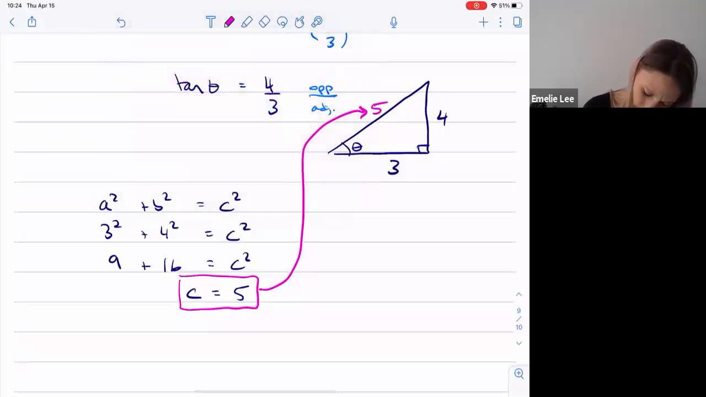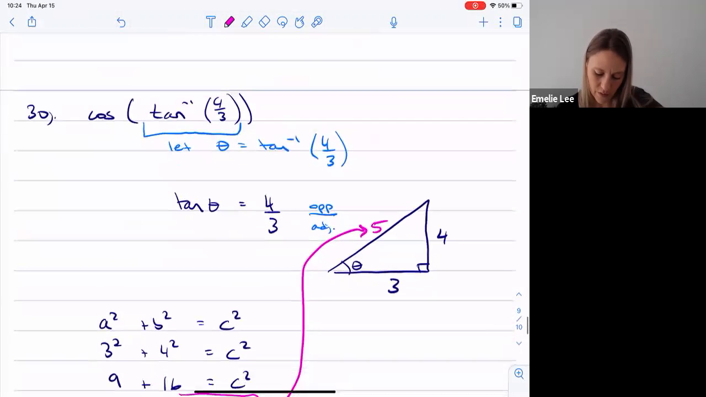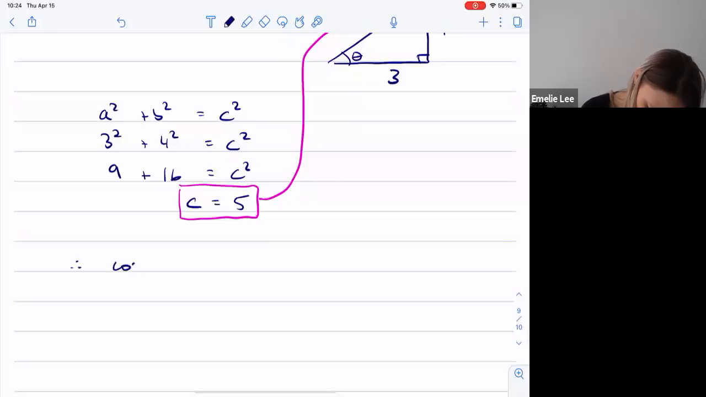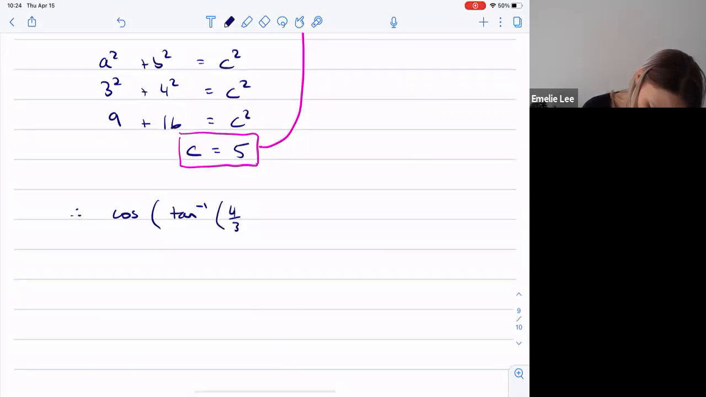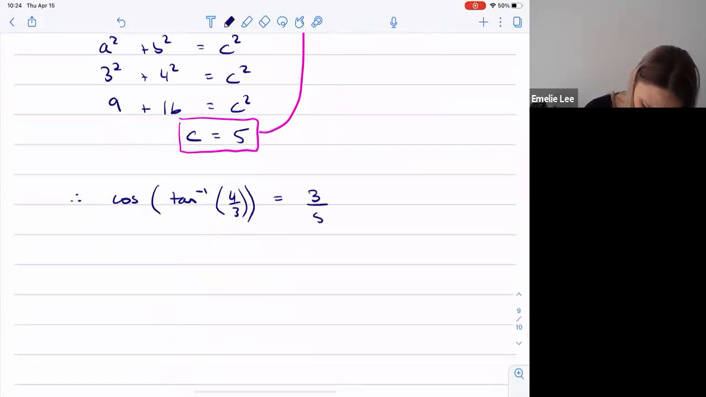Okay. So now I need to take the cosine of this theta, but that's easy enough to do. I want to find the cosine of this, which is just the adjacent over the hypotenuse. And so therefore, the cosine of the tan inverse of 4/3 is 3/5. And that's it.